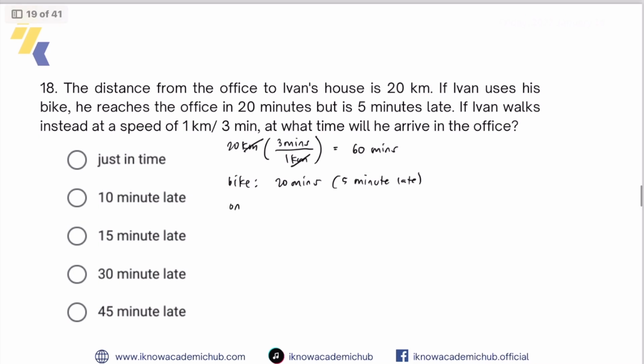Okay? So, how many minutes is just on time? That's 20 minus 5, 15 minutes. Ito yung on time. Ayan. So, we only have to subtract 15 minutes from 60, giving us 45 minutes. So, if Ivan walks, he will arrive 45 minutes late. Okay? Ayan.